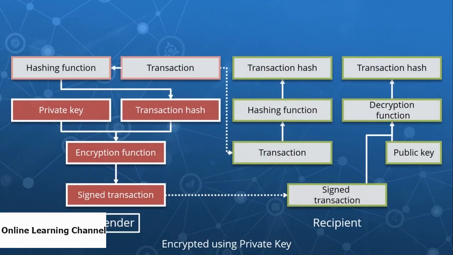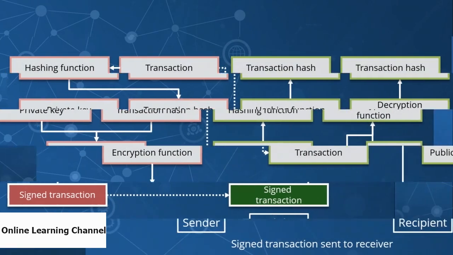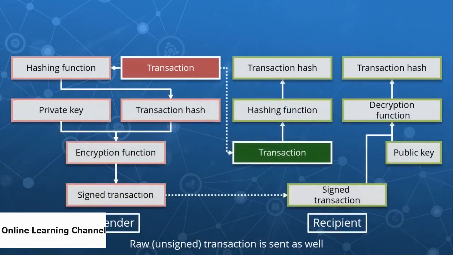This transaction hash, along with the private key of the sender, is passed as argument to an encryption function, and the output of that function is the signed version of the transaction. This signed transaction is now sent over to the recipient along with the raw transaction body, which is neither hashed nor signed.